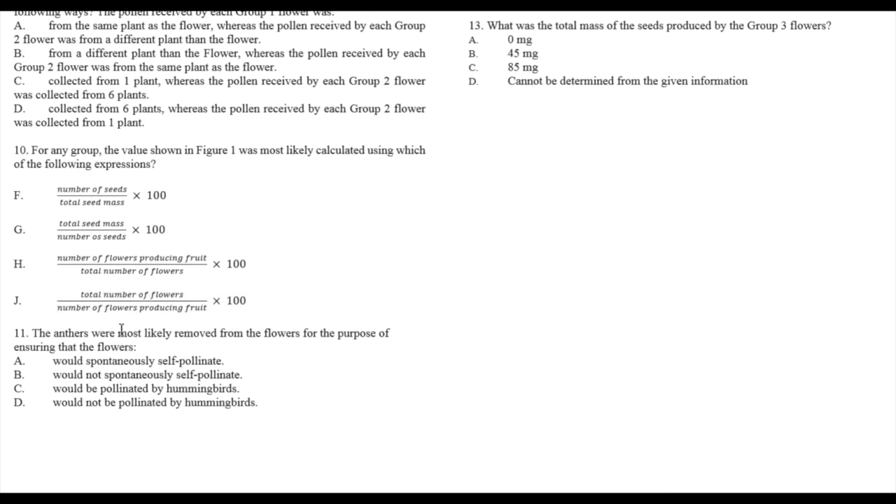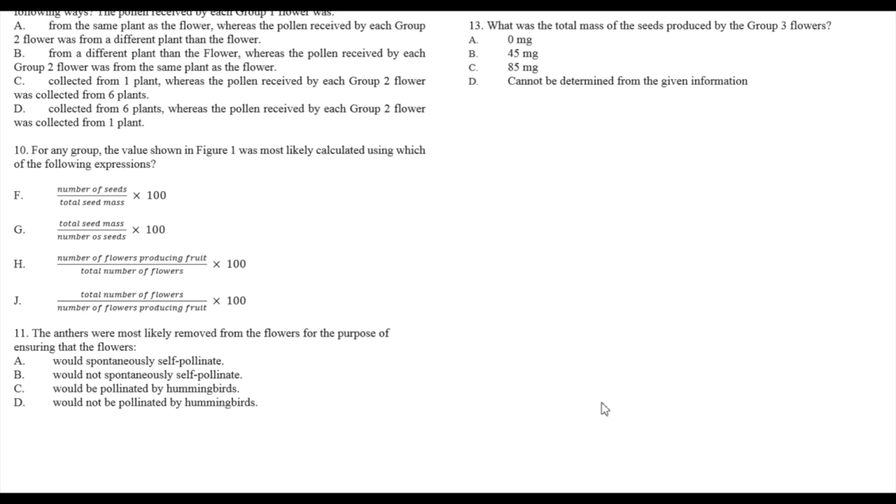Let's check J just to be sure. We have the total number of flowers over the number of flowers producing fruit. Well, that doesn't make sense because the total number of flowers is going to be greater than the number of flowers producing fruit, and then we get a percent greater than 100. So H is the correct answer here because we're looking at the flowers producing fruit over the total number of flowers.